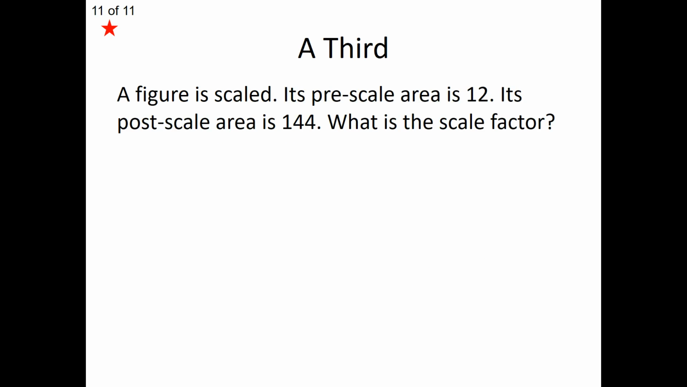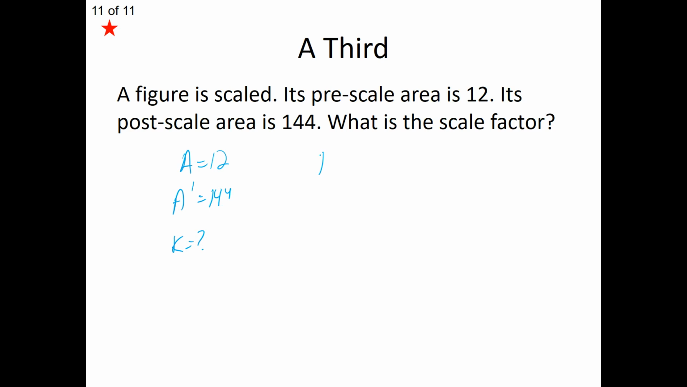Our last example would actually be kind of working backward. Given both the pre-scale and post-scale area, let's find the value of our scale factor. So let's say we have a figure that's being scaled, and we're given both the pre-scale area and the post-scale area. That means we have A is 12 and A prime is 144. The question they're asking us is, what is k?